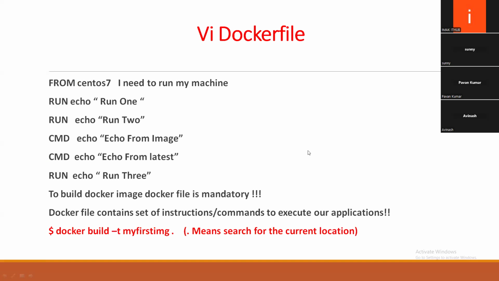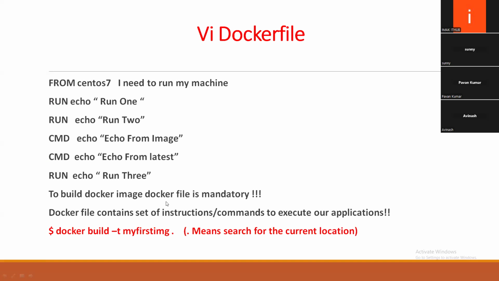So from CentOS 7, I need to run my mission. So run echo run 1, run echo run 2, CMD echo from image, CMD echo from last run. These all are the commands. You already know, right? The RUN command will execute while creating the image, and the CMD command will execute while running the container, guys. Only one CMD command will execute, and it is the last CMD command.